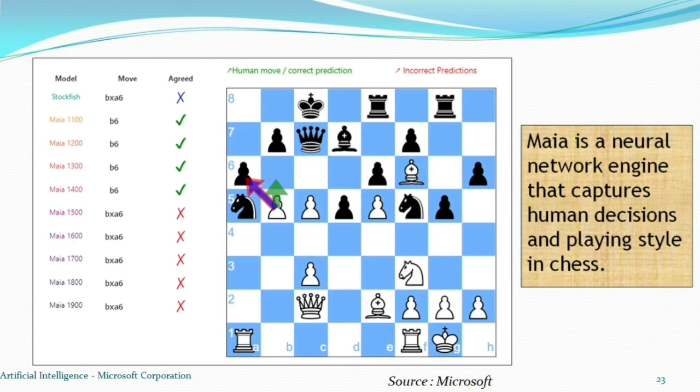Maya is a neural network engine that uses artificial intelligence to capture human decisions and provide a unique playing style in chess. It is an artificial intelligence game that predicts the move of a user as the user creates his own moves.